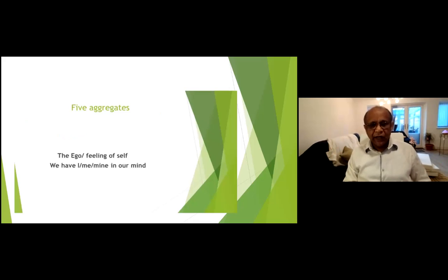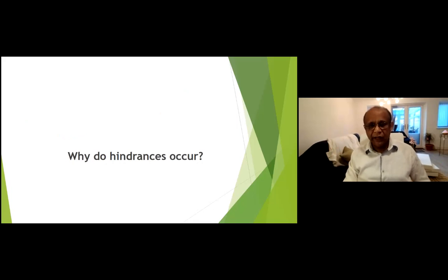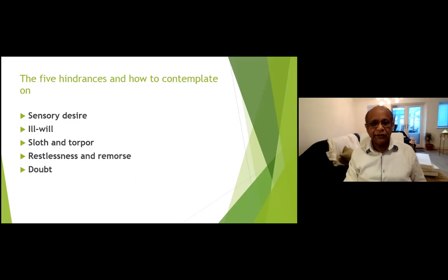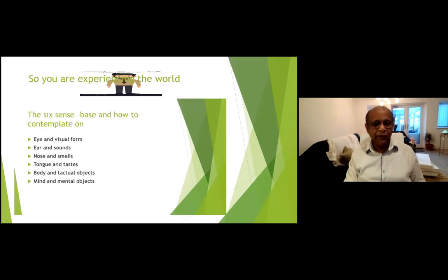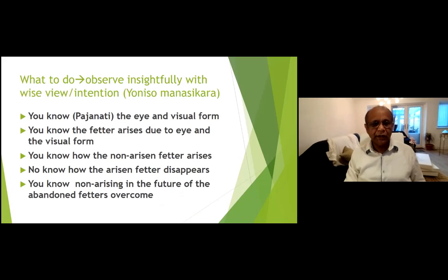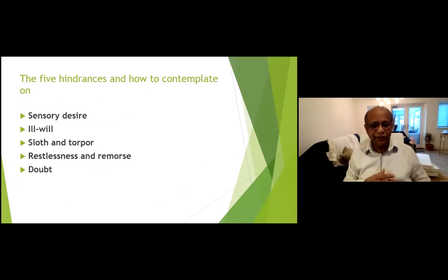Okay, so why do these five hindrances occur? What are the five hindrances again? This is a very complicated, very wide topic. The five hindrances are sensory desire, ill will, sloth and torpor, which means dullness, heaviness in the body and dullness in the mind.